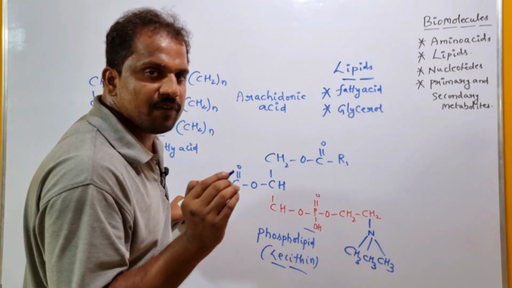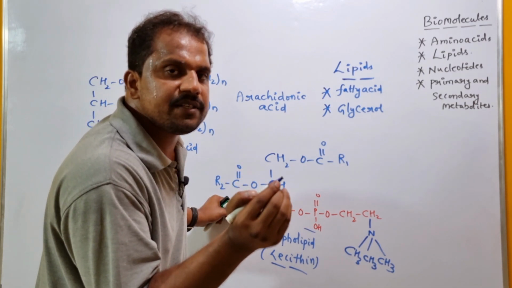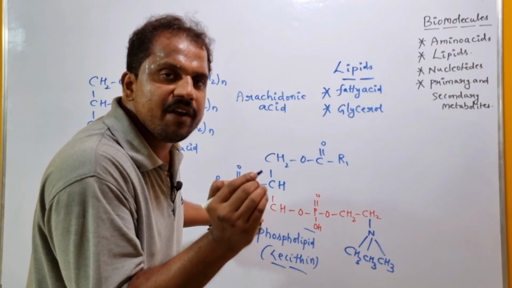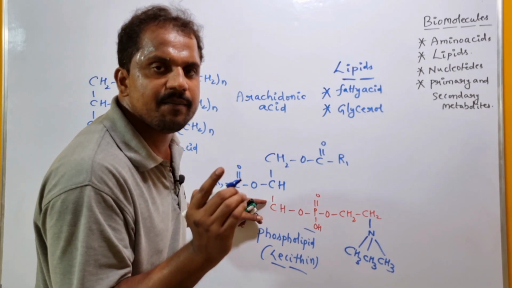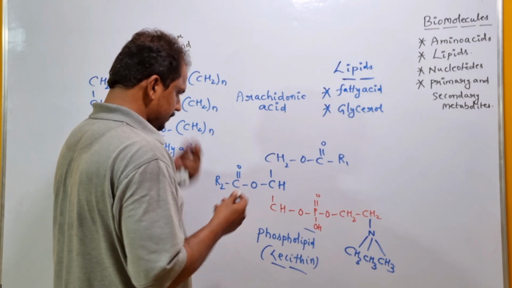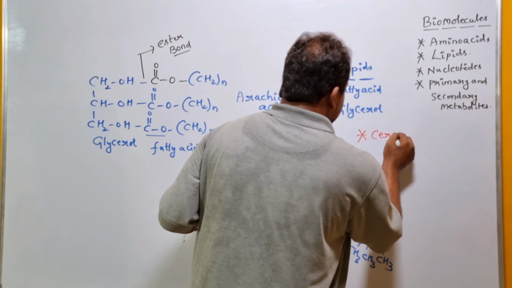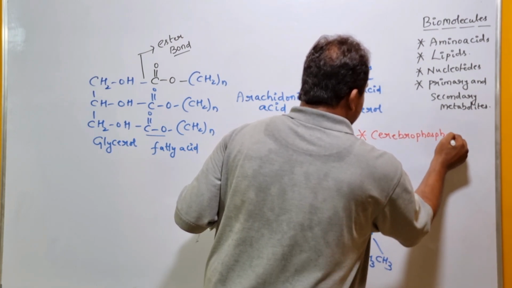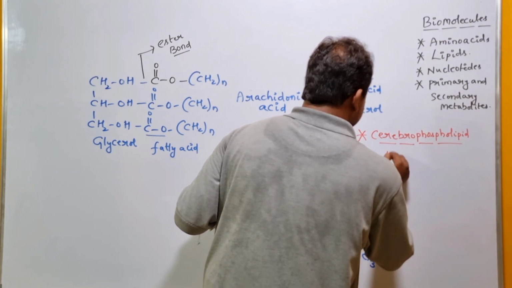And in addition to that, one of the modified forms of the phospholipid which is present in the nervous tissue is nothing but what? Cerebrophospholipid. Is it clear? Cerebrophospholipids are most commonly present in the nervous tissue, right?